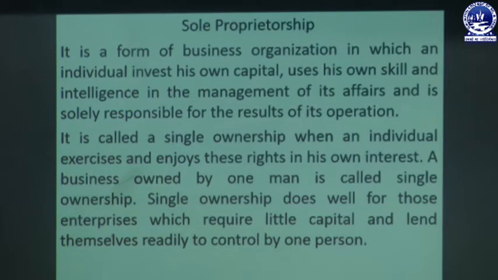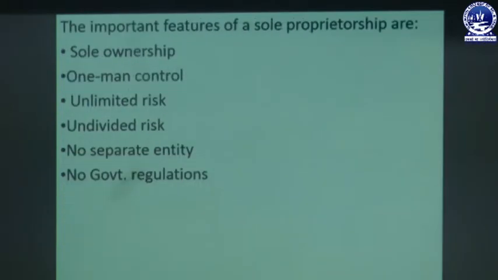So when one individual exercises his own rights and enjoys the rights in his own interest, then that is called sole proprietorship or single ownership. A business owned by one man is called a single ownership. Single ownership does well for those enterprises which require little capital and lend themselves readily to control by one person. So, for one person that is very sufficient to control the capital as well as the management of the activities of the business. There are various features of sole traders.